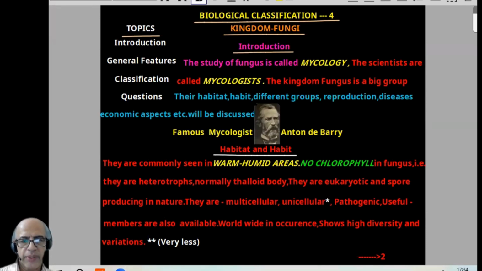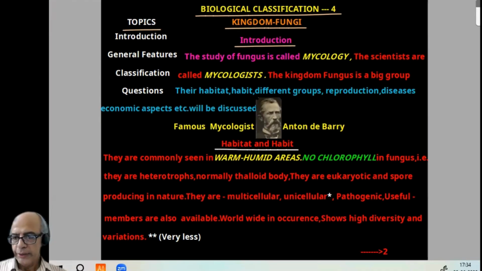So as we start with the introduction, the study of fungus is called mycology, and scientists dealing with mycology are called mycologists. And the kingdom of fungus is a big group. Their habitat, habit, different groups, criteria for classification, reproduction, then their disease causing ability, all this, the economic side, all will be discussed in this episode. That is why I put an episode for this fungus introduction, a big area.